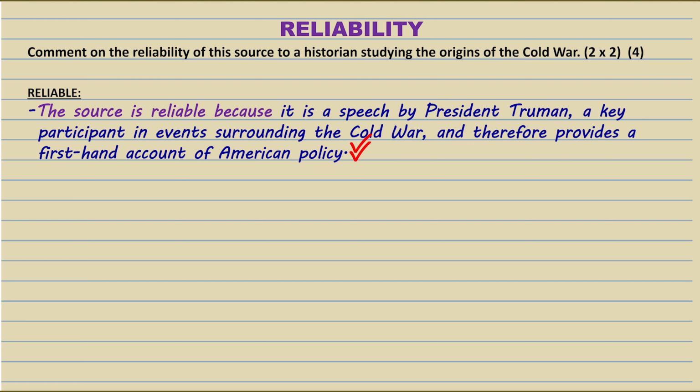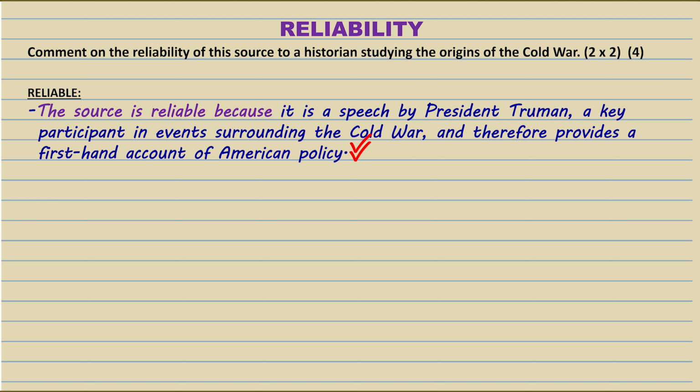In this answer, we considered who created the source and his position at the time. Truman was not an outsider commenting on American policy years later. He was the US president responsible for shaping that policy. This means he had direct knowledge of the decisions and intentions of the American government. Therefore, if we want to know what the US government intended to do, Truman is a valuable first-hand source. Notice that this does not mean Truman must be completely truthful about everything he says. His position makes him particularly reliable to better understand American policy and intentions.